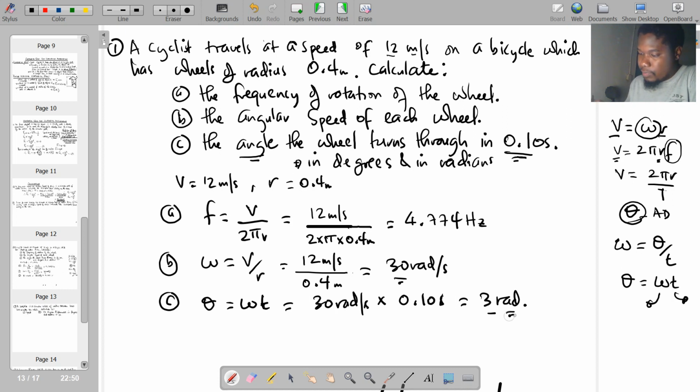Now remember, this is in radians, so the radians part is done, but they want us to also find it in degrees. So how we're going to do that is easy. Let me just remove these things on the side so we can have space to solve.